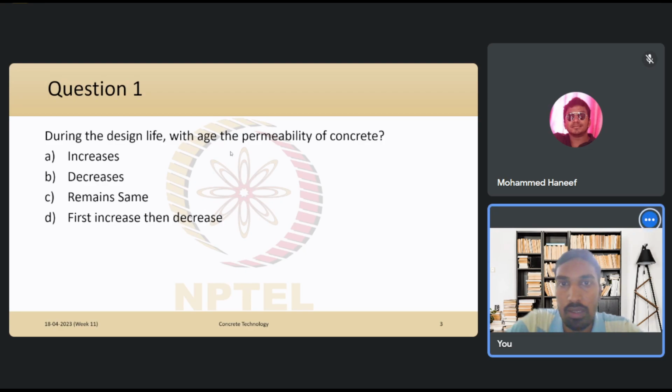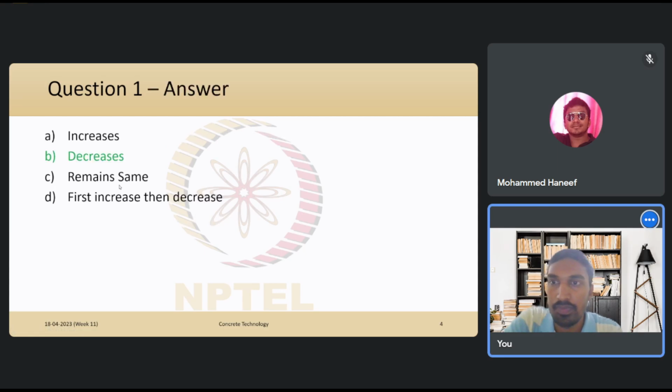Here we are talking about what happens to permeability when the age of concrete increases, so during the design life. With age, hydration occurs. We know that hydration is a continuous process, and as hydration occurs, hydration products are formed. So the porosity reduces with age, and therefore the permeability also reduces. Therefore the right option is that it decreases with the age of the concrete.